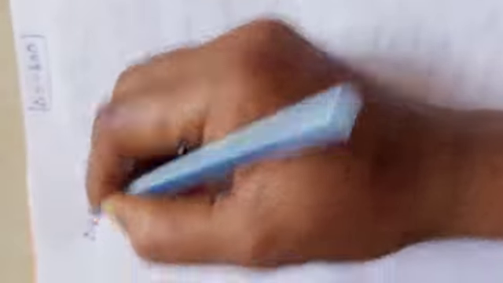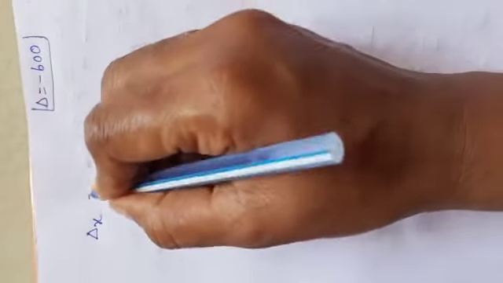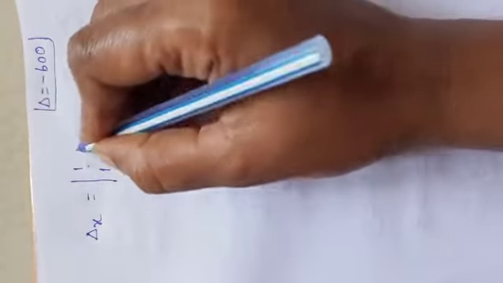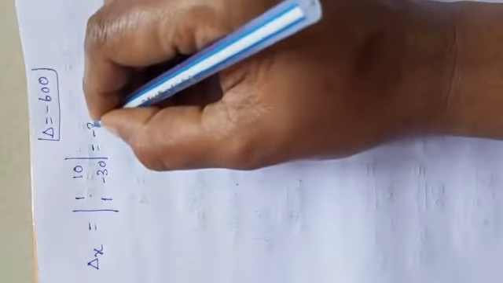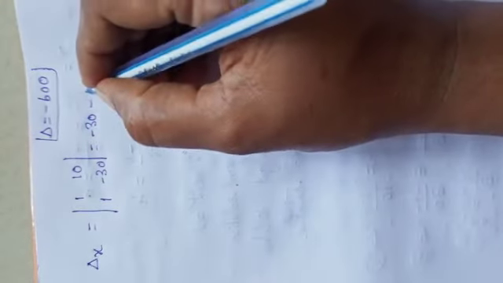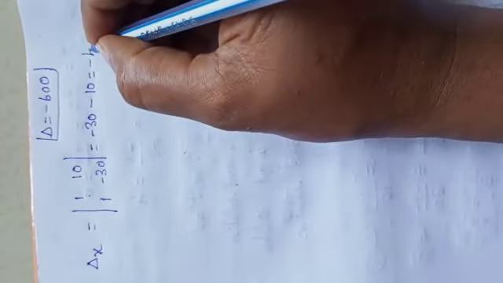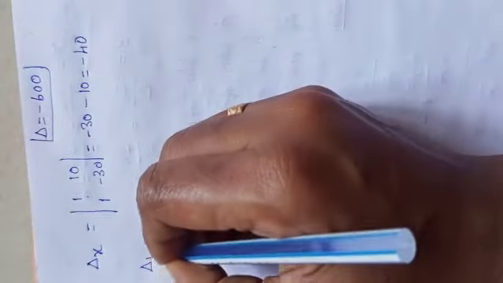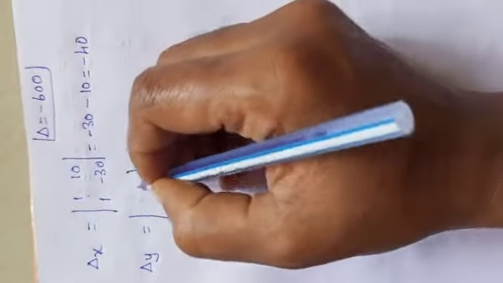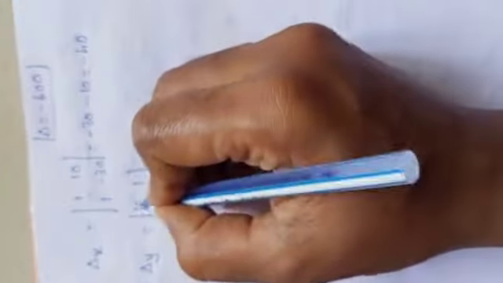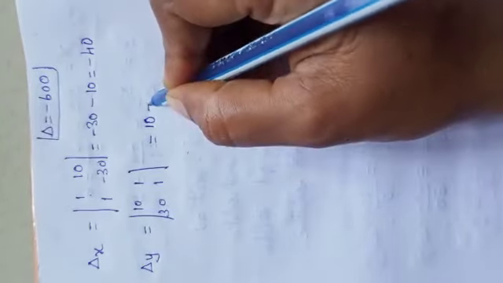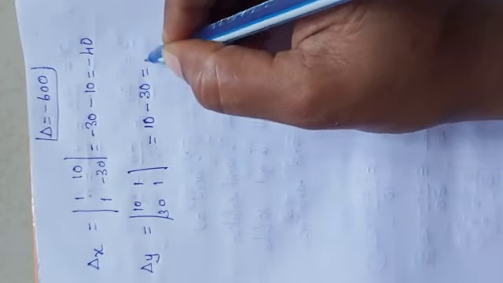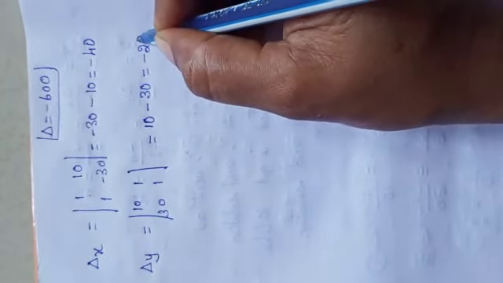Now we can find out delta x. Delta x is equal to, in place of x we have to give the constant, remaining it will come as it is. Simplified now, 1 into minus 30 minus 1 into 10 is 10. So this is minus 40. Now same way, delta y, that is in place of y we have to give the constant matrix, remaining it will come as it is. Now 10 into 1 is 10, minus 30 into 1 is 30. So this is 10 minus 30 is minus 20.